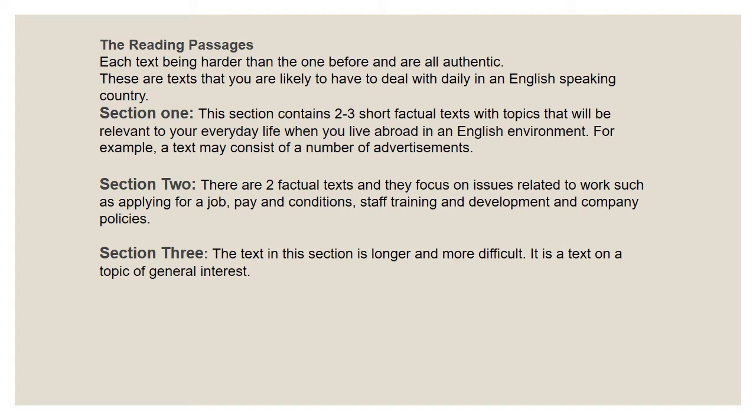So section one consists of two or three short factual texts with topics that will be relevant to your everyday life when you live abroad in an English environment. For example, a text may consist of a number of advertisements. Then section two, there are two factual texts and they are focused on issues related to work when applying abroad, maybe a job, maybe pay and conditions, maybe staff training, and so on. And section 3 is the hardest and longest one, and it is a text having a topic of general interest.